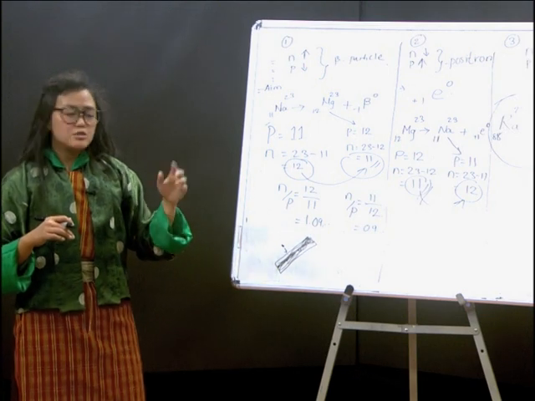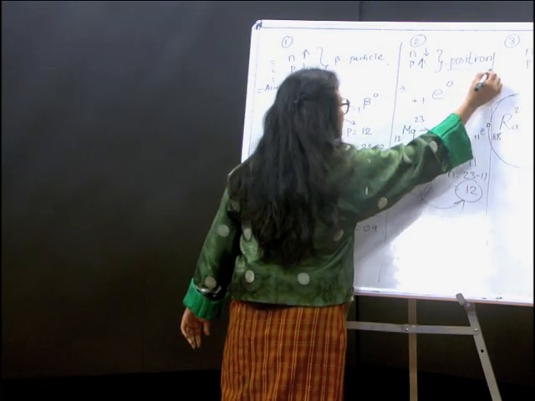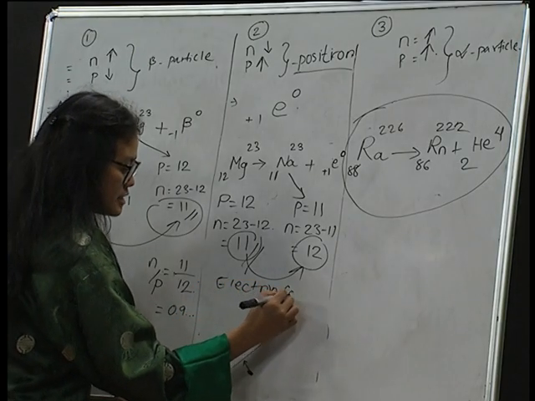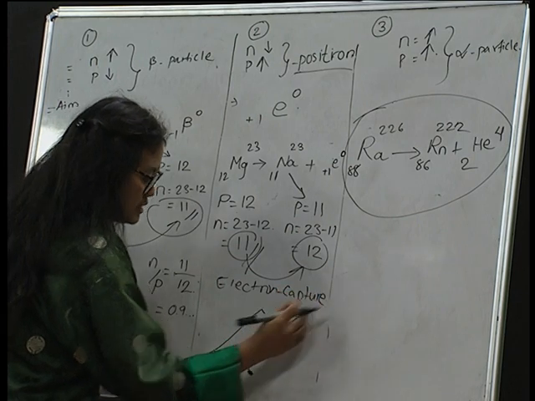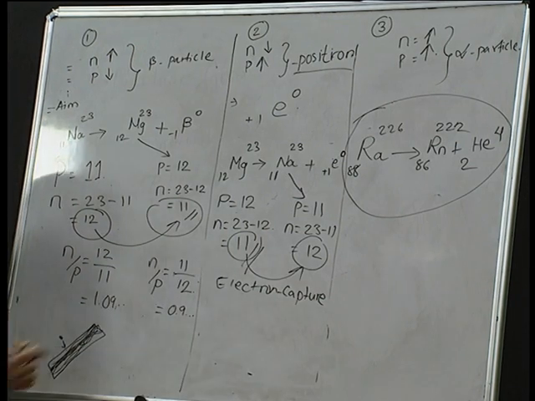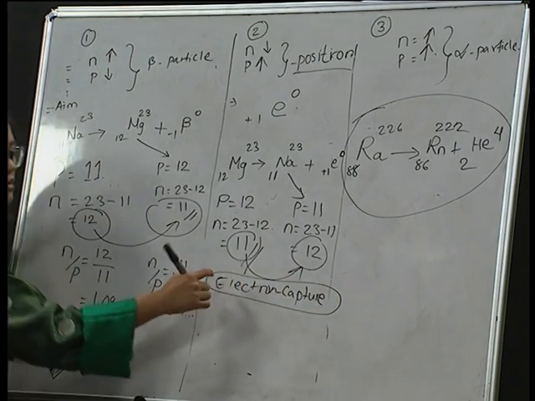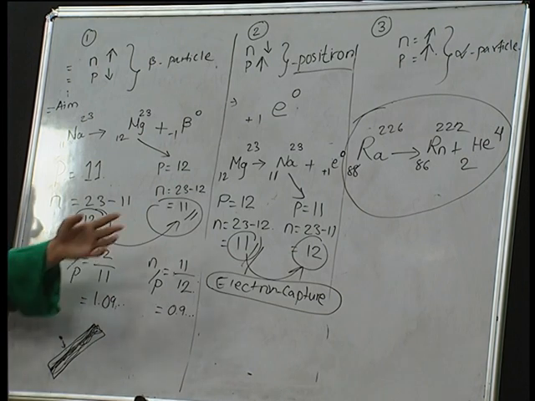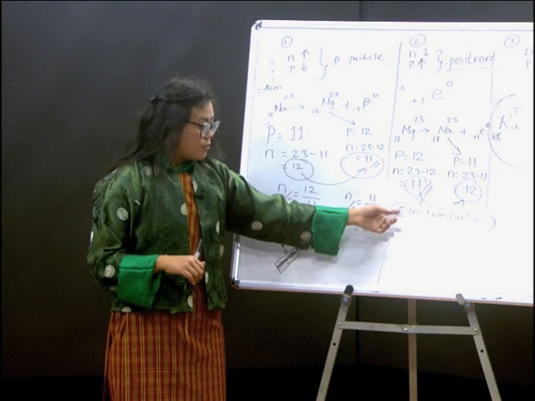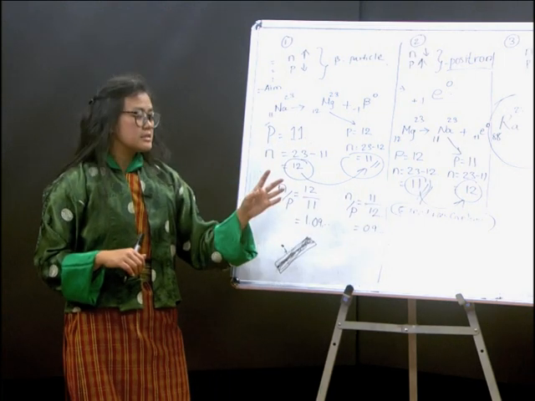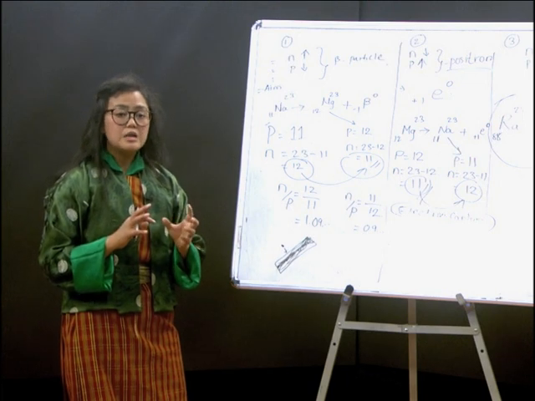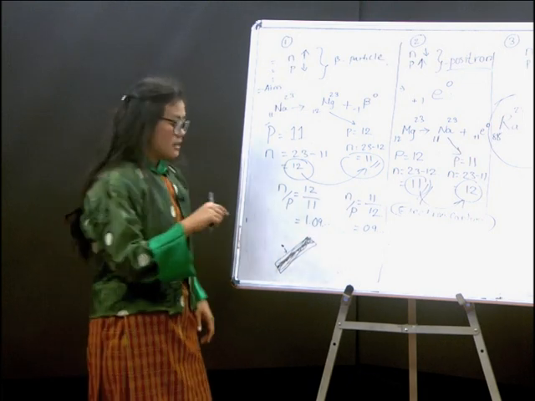Now, in the previous slide, you also saw, apart from this positron emission, a process called electron capture will take place. Now, what is this electron capture? Even this process called electron capture will help to stabilize the radioactive element. So, what is electron capture? In this case, the nucleus of the element will capture an orbiting electron.